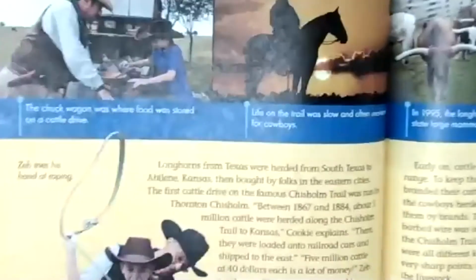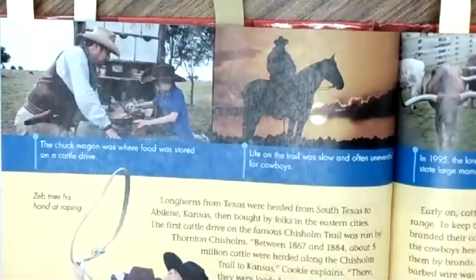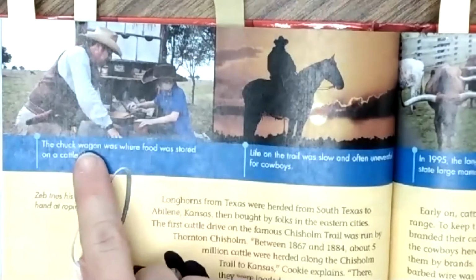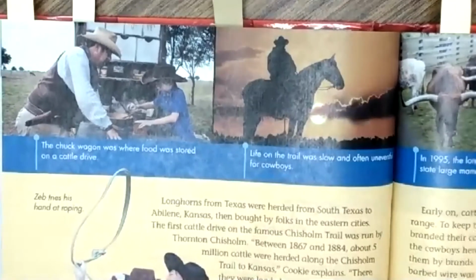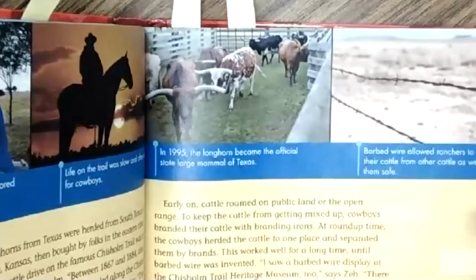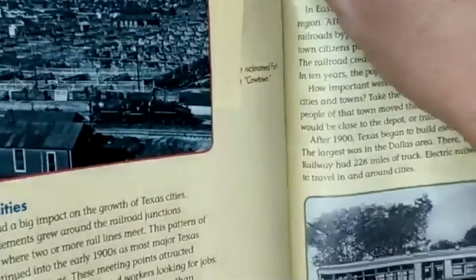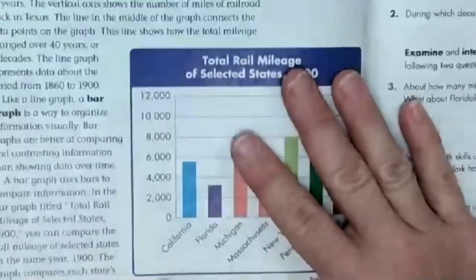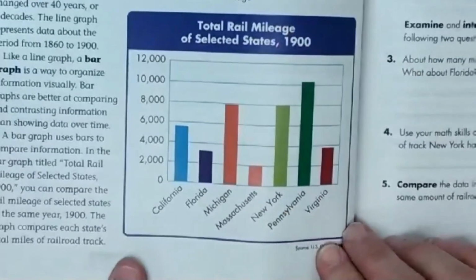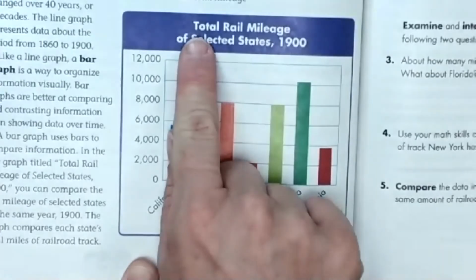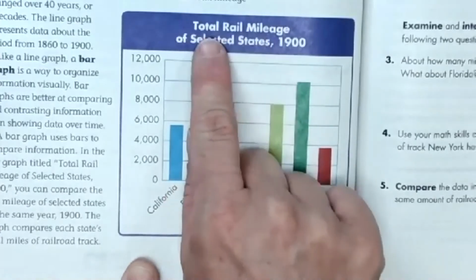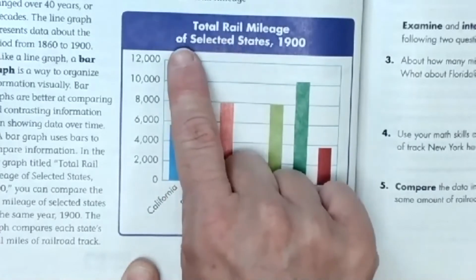Here's a different kind of timeline. This is just a pictorial timeline. Just kind of gives a picture and a caption and lets you know the order things were put in. And on these next pages, we have some graphs. You're probably fairly familiar with this kind of graph. It's a bar graph, where you just list what you're doing down here. It has a title, total rail mileage. That's how long are the railroad tracks of selected states.